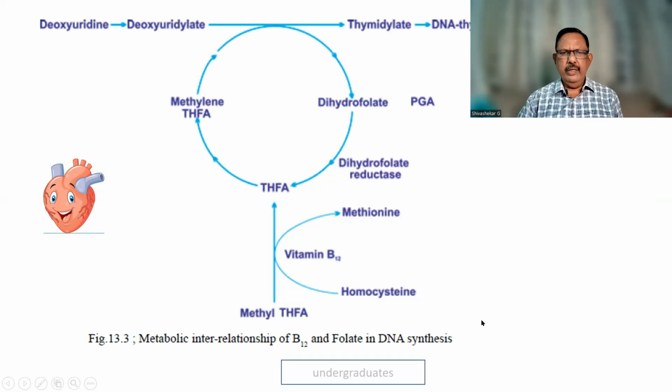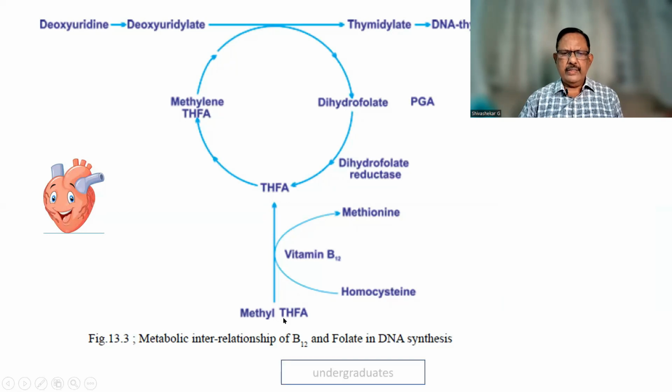This is an important cycle which you people must write in the pathogenesis. We'll first finish the folic acid. Tetrahydrofolic acid, methylene tetrahydrofolic acid, again converted to dihydrofolate, back to tetrahydrofolic acid. In the process, it acts as an enzyme for the conversion of deoxyuridylate to thymidylate, thymidine, and finally DNA.